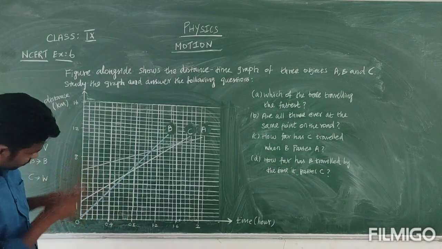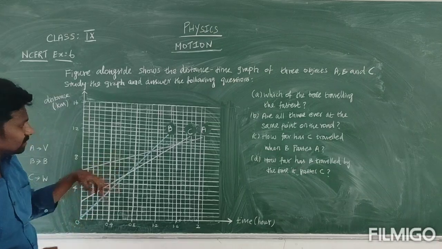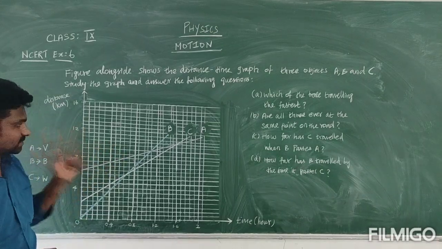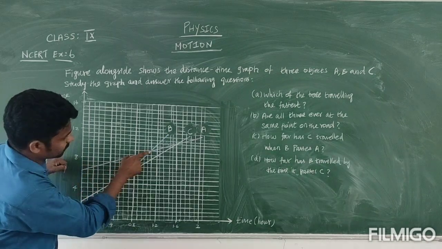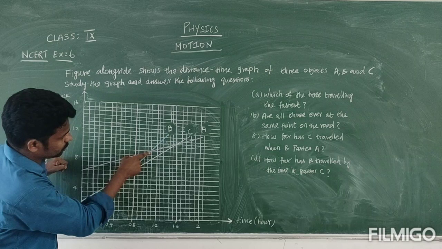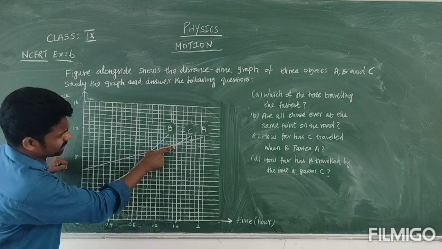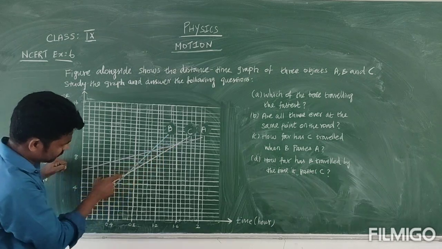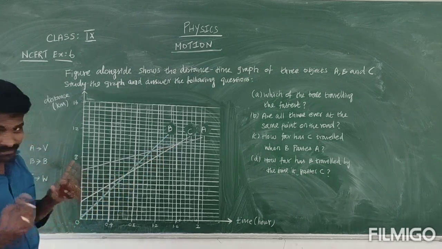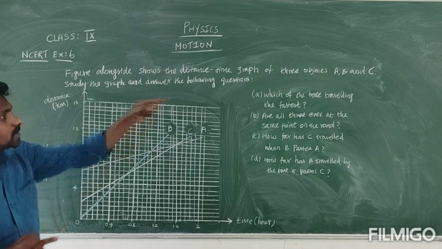One more thing: at the points where two objects meet, you should be careful. Here the blue color and violet color meet, here the white color and violet color meet, here the blue color and white color meet. Okay, should be careful. Now we see the question.